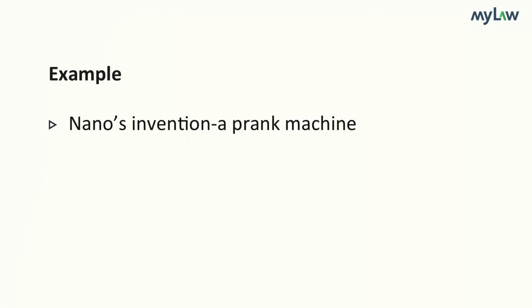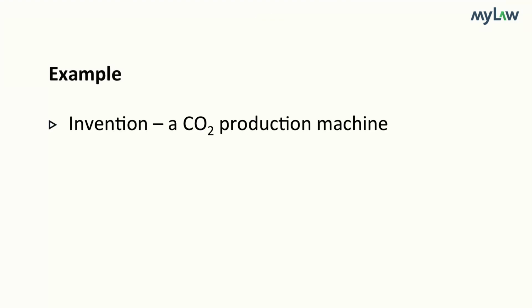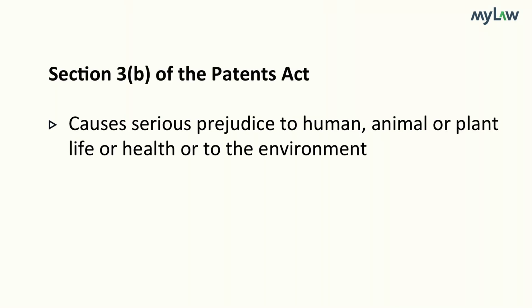Now we'll look at Section 3B, which deals with inventions against morality or public order. Let's say Nano invented a prank machine that plays different pranks to harass people. It may be new and non-obvious, but against public order and therefore not patentable. Another example would be a machine, the sole purpose of which would be to produce carbon dioxide. Such a machine would cause serious prejudice to the environment and will not be considered patentable.